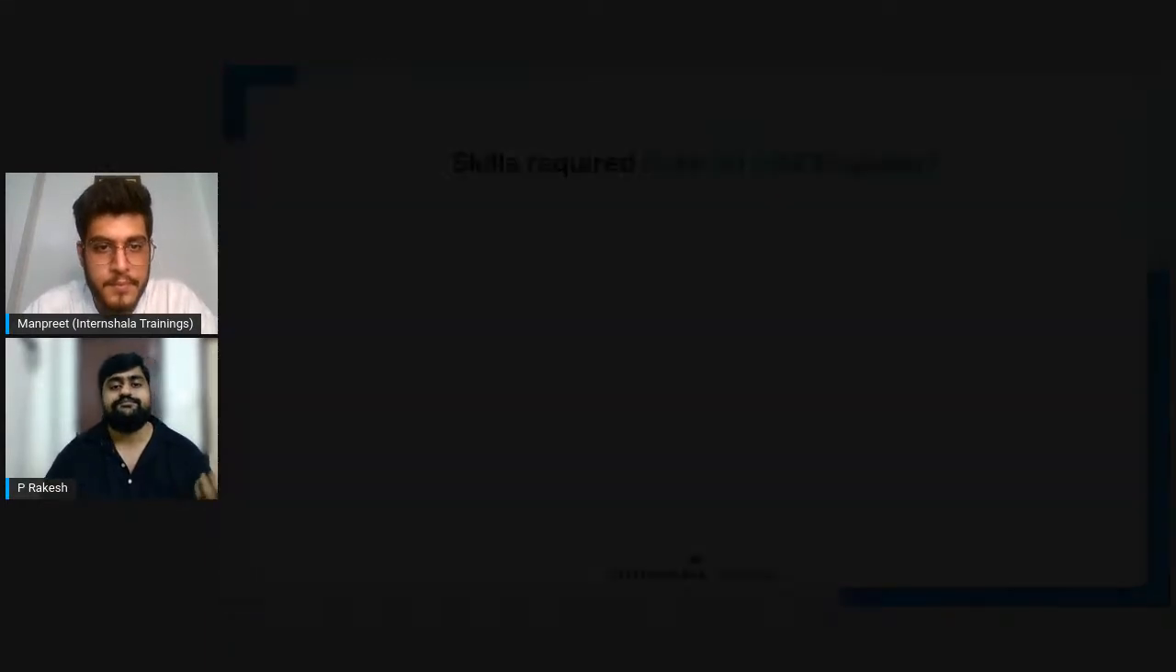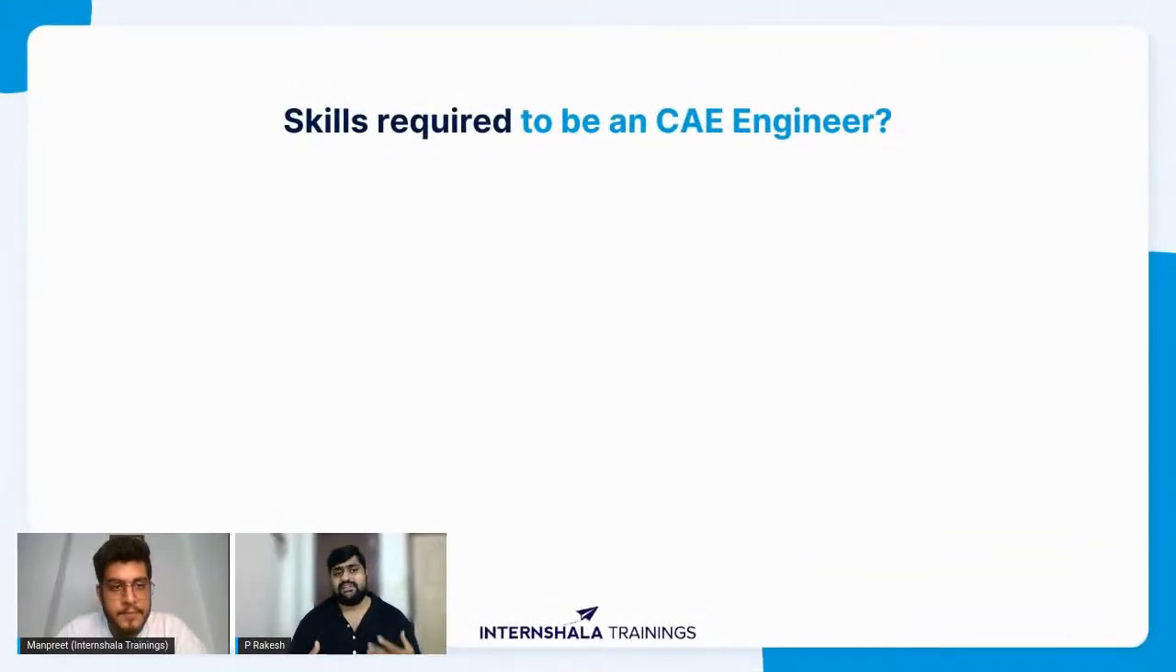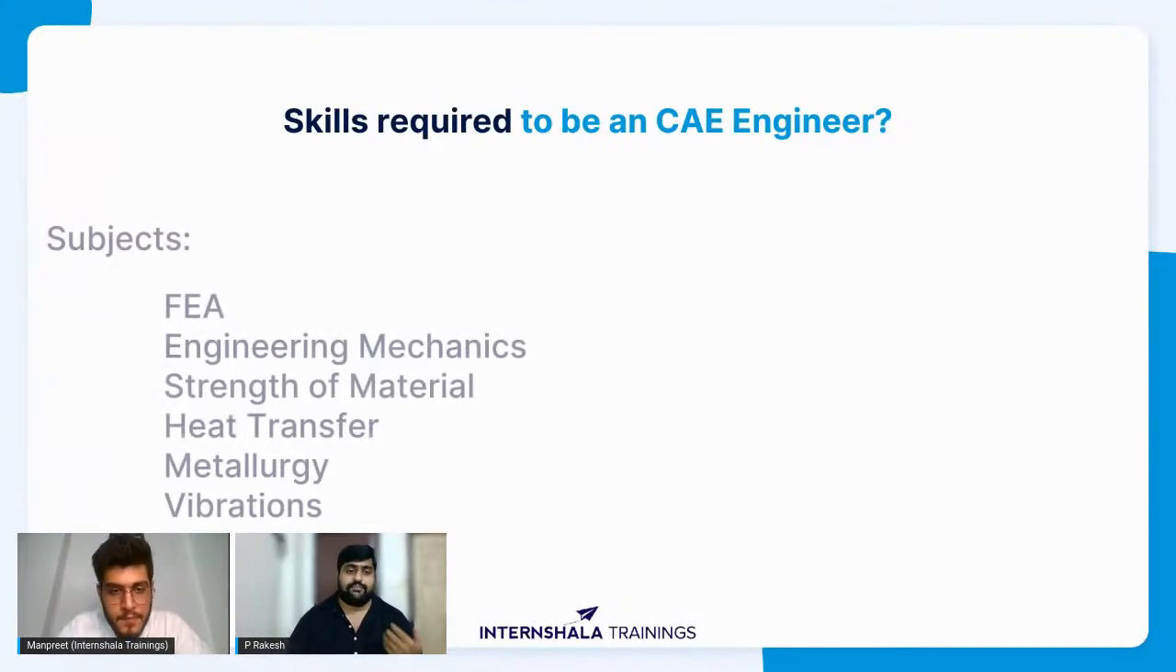Now the next thing, which is the most important, is what skills are required for you to become a CAE engineer. That's very simple. A lot of people think that becoming a CAE engineer is a very difficult task, but if you have the right skills and the right tools, it is very easy. First, you need a strong grip on subjects like finite element analysis, engineering mechanics, strength of materials, heat transfer, metallurgy and vibrations. These are absolutely a must. You need to hone your skills in the basics of these subjects.